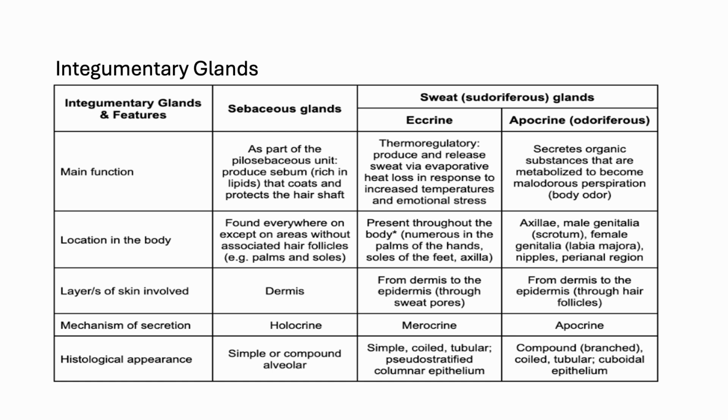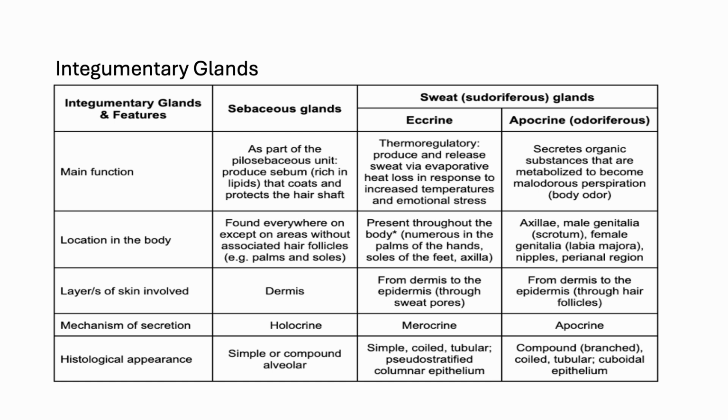For the apocrine sweat gland, it secretes organic substances that are metabolized to become malodorous perspiration, the body odor. It is mostly found in the axillary region, the male genitalia, that's the scrotum, the female genitalia, labia majora, nipples, and the perianal region. They extend from the dermis to the epidermis through the hair follicle.